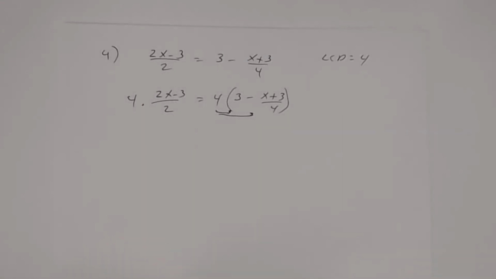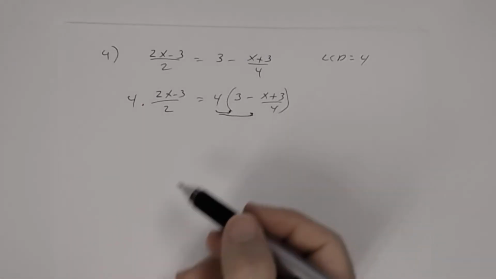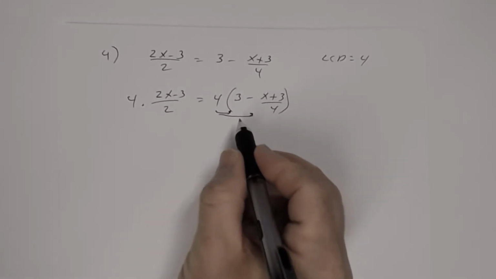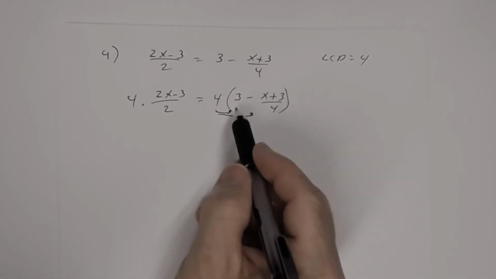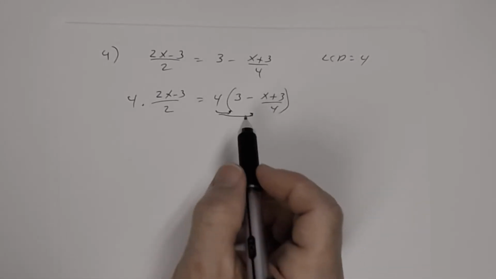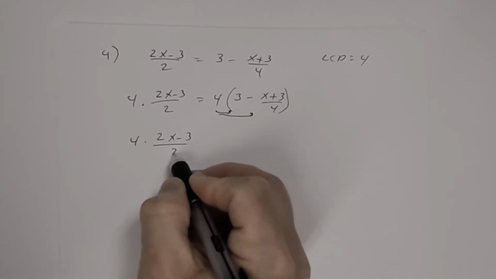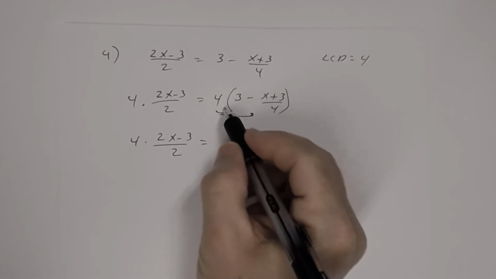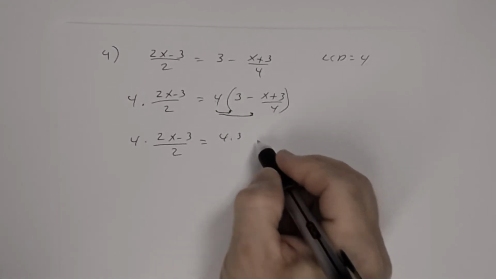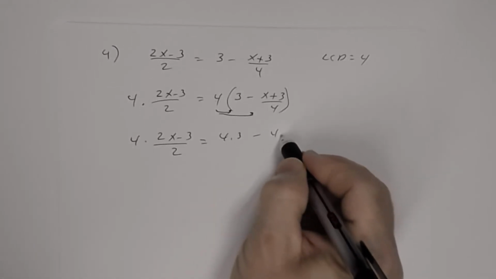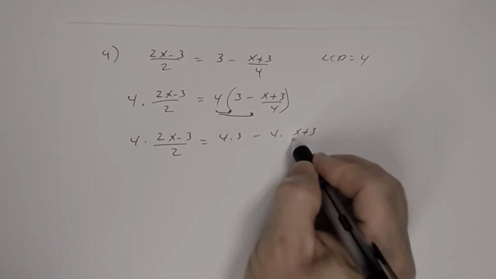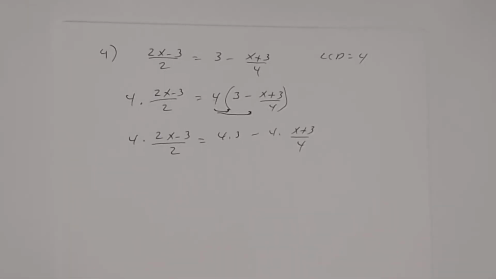So just do one thing at a time. Keep your thought processes on track here. Distributive property. Get rid of the parentheses. There's only one set of parentheses that you see, and it's on the right-hand side. So I get 4 times 2x minus 3 divided by 2 equal, now let's distribute, 4 times 3, and then minus 4 times x plus 3 divided by 4, just like that.